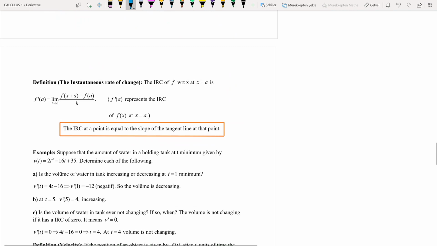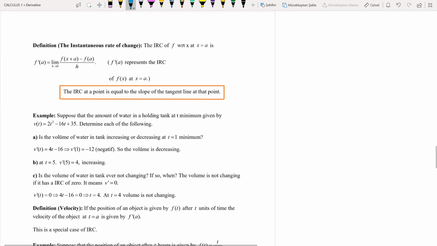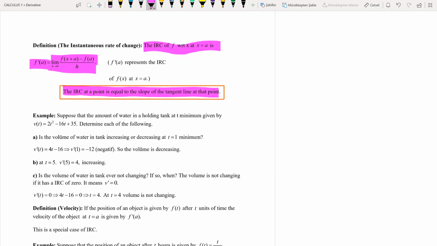What about instantaneous rate of change? The instantaneous rate of change of a function f with respect to variable x at the point a is actually the derivative of that function at the given point a. So, you may remember this formula. This formula gives the slope of the tangent line. It is also the derivative of the corresponding function at the specified point. So the instantaneous rate of change at a point is equal to the slope of the tangent line at the same point.